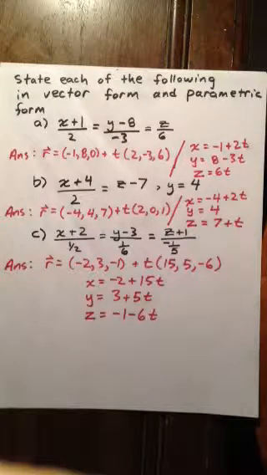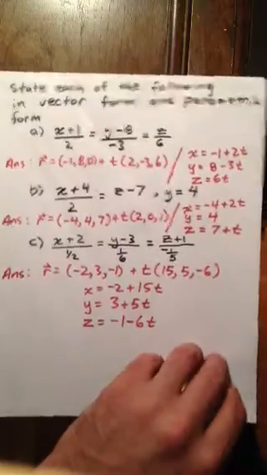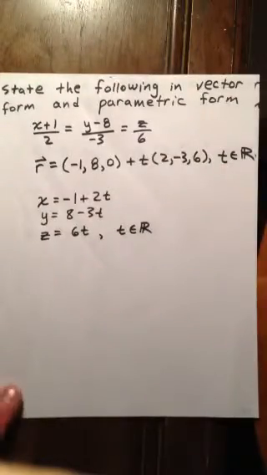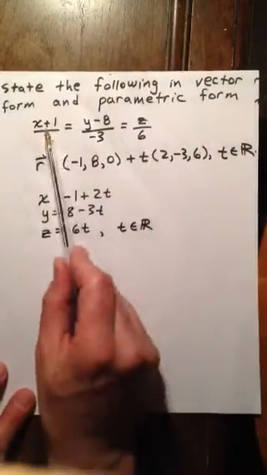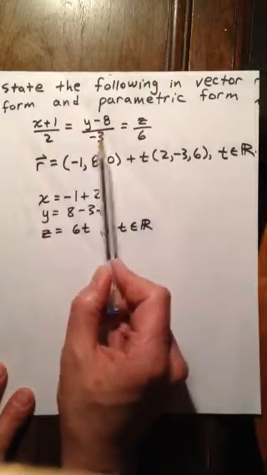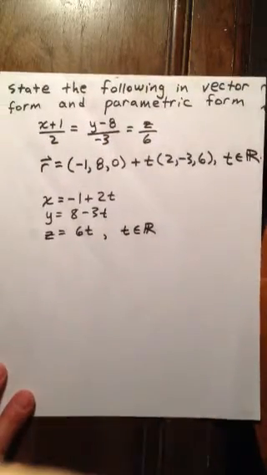In this particular question, we're asked to find three different lines, equations in both vector form and parametric form, and the lines themselves are given initially in symmetric form. So, starting with the first one, we have (x + 1)/2 = (y - 8)/(-3) = z/6.